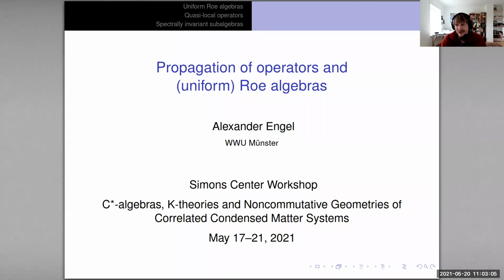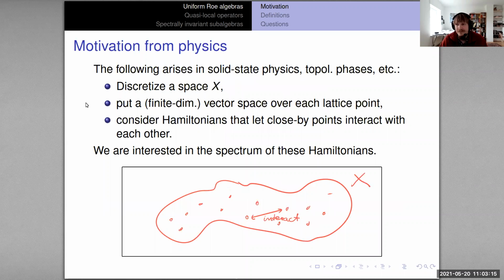Okay, so thanks for the introduction and also for the invitation to speak here. So let me start with some basic motivation from physics before I start with the mathematics. So the following arises usually, or I don't know if it's usually, but it arises in solid state physics, topological phases, and so on. So we start with a space X and we discretize the space.